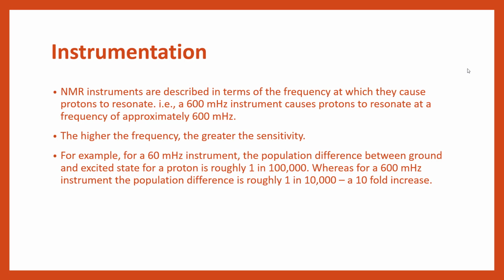And this becomes particularly important when we're dealing with samples that may be a little bit more dilute and a little bit less soluble, that kind of thing. So if we compared an instrument that had relatively low frequency to one that had relatively high frequency, a 16 megahertz instrument would be of very low frequency. And the population difference for your ground state and your excited state for a proton is roughly 1 in 100,000. Whereas if you have a 600 megahertz instrument, the population difference is roughly 1 in 10,000. So you have a tenfold increase in your sensitivity there.